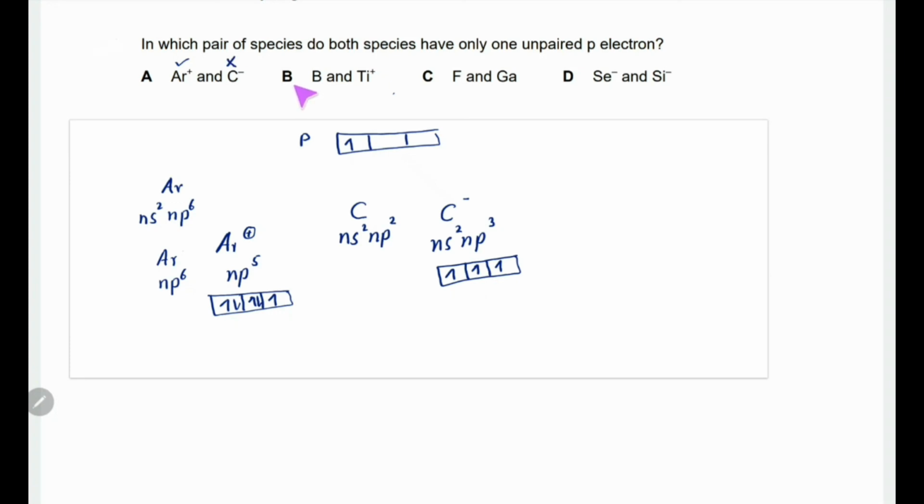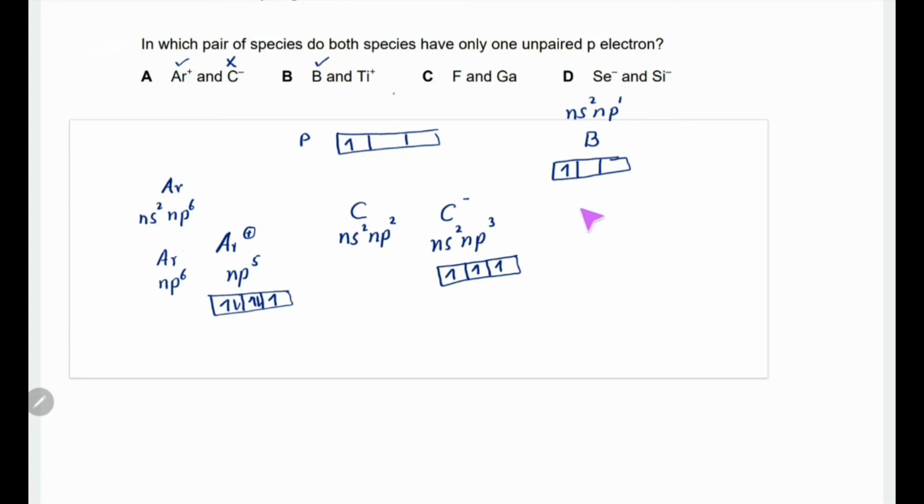Coming towards choice B, that is boron and titanium. Boron belongs to the third group of the periodic table and its configuration is ns2 np1. Third group means they have 3 valence electrons. In boron we get np1, so in the p orbital there is one unpaired electron, so this is according to the question.